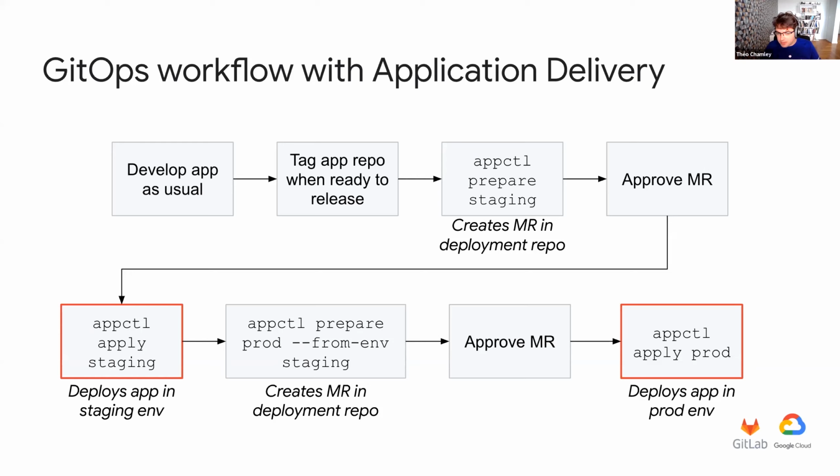okay? But this time you're going to add from env staging. And in that case, what it's going to do is take the version that's actually currently running in staging and prepare the production environment using that version, but with all the other customization that you want for the production environment. And once again, it's going to create a merge request in the deployment repository that you're going to approve. And once it's approved, you can actually apply those changes to your production environment.